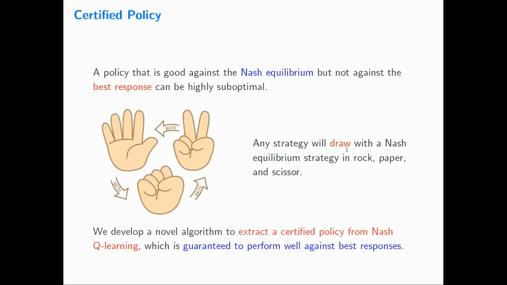To handle this problem, we developed a novel algorithm to extract a certified policy from Nash Q-learning, which is guaranteed to perform well against best responses. The extraction process is not straightforward. We still need some further steps to make sure that it is indeed a certified policy. By a certified policy, we mean that this policy can behave well even under the best response.